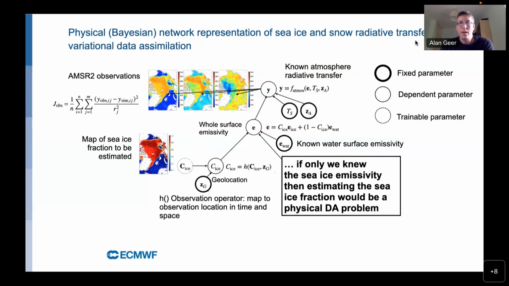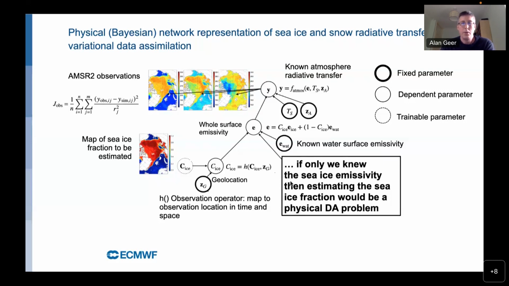And the code here is that a solid block outline is a fixed parameter, dependent parameters are thin outlines, and the dotted line outlines are parameters to be estimated. So this is basically just a data assimilation problem for estimating the sea ice fraction. But the problem is you can only do that if the surface emissivity of sea ice is well known enough. And of course, we don't know that.